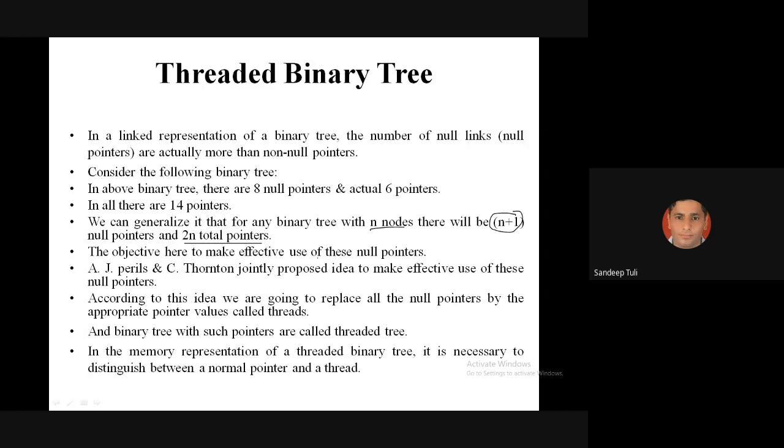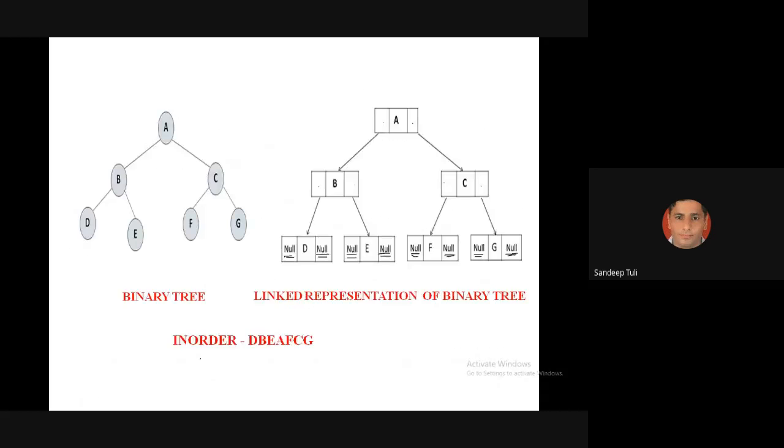The objective here is to make effective use of these null pointers. Somehow these scientists proposed to make effective use of null pointers. According to the idea, we are going to replace all null pointers by the appropriate pointer values called threads. And the binary tree with such pointers is known as the threaded binary tree. Now let's see how we are going to use this.